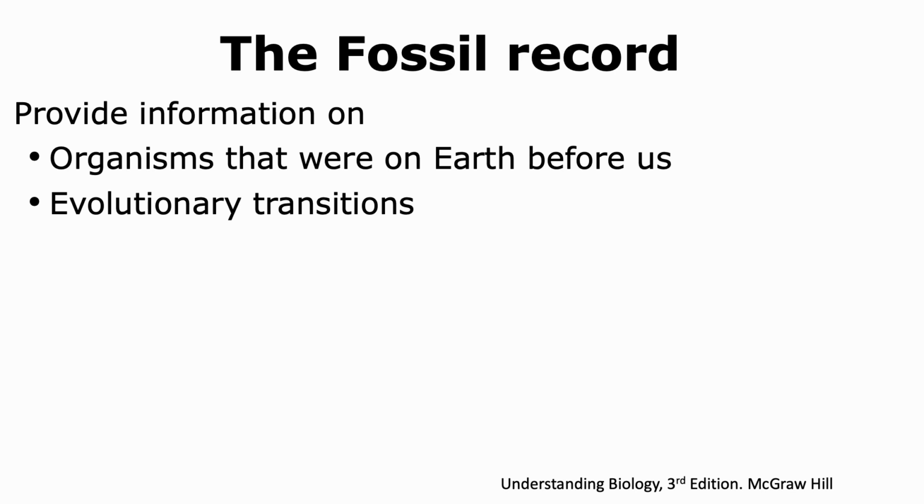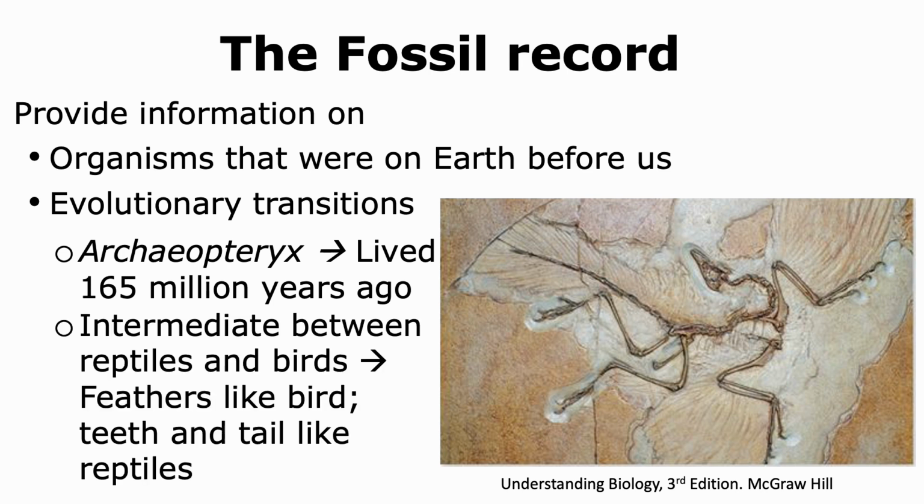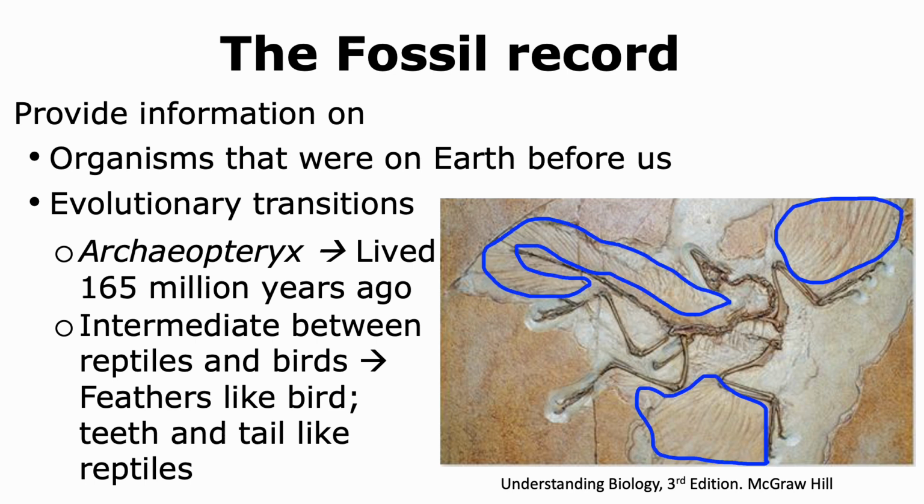For example, if we look at the fossil of an organism called Archaeopteryx that lived 165 million years ago, we find that it is an intermediate between reptiles and birds. The reason scientists came to this conclusion was because by looking at the fossil, it was seen that Archaeopteryx had feathers that are normally seen in birds but not in reptiles.